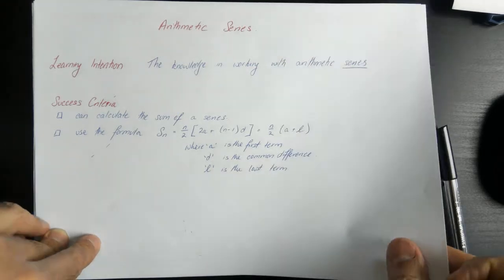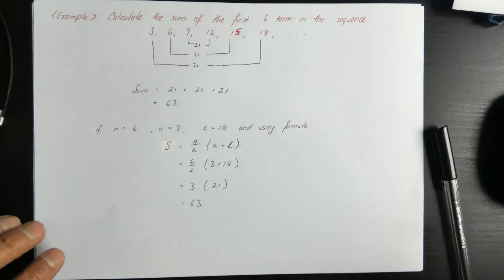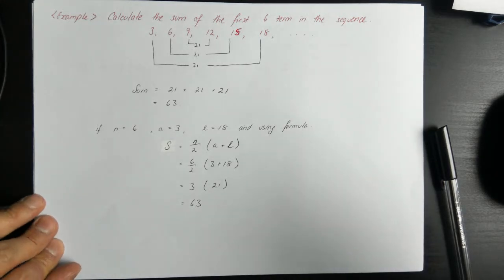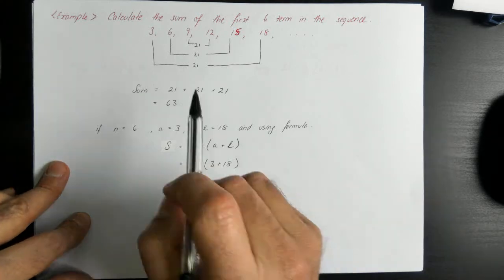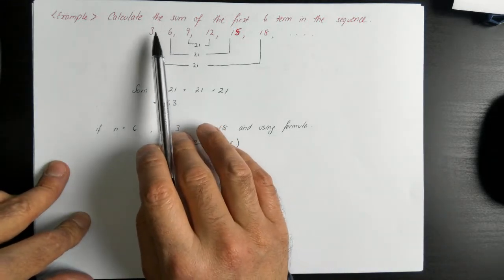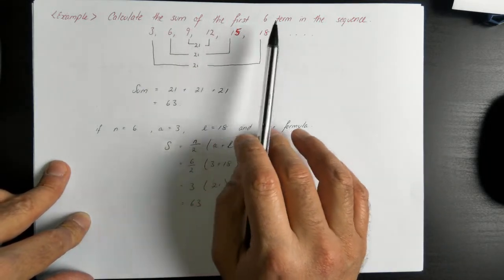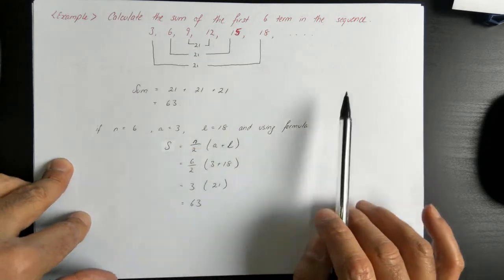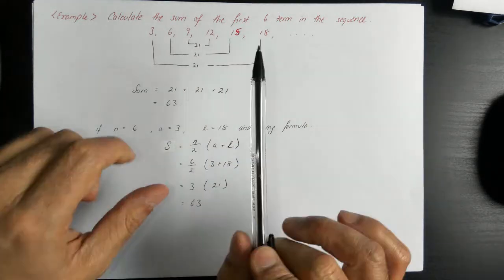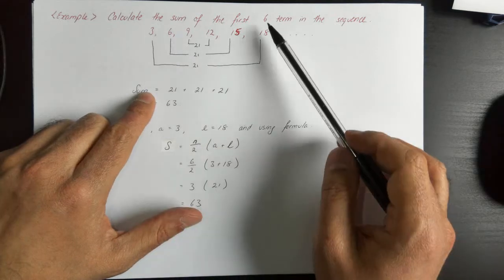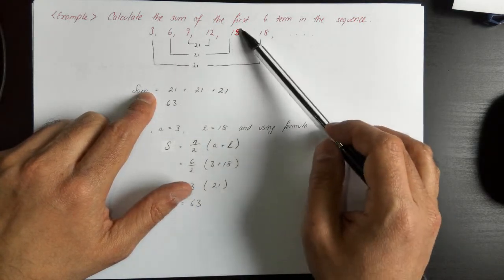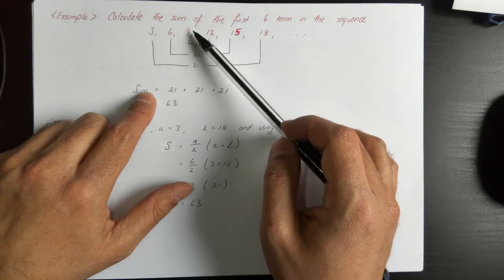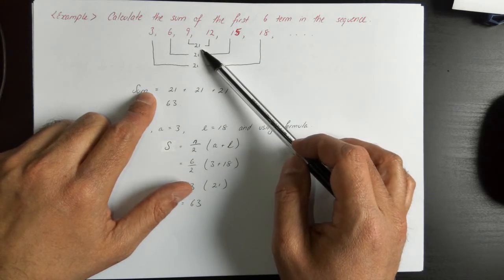Okay, let's do some examples. Here we have an arithmetic sequence, because they're just terms. So 3, 6, 9, 12, 15, 18. We're adding 3 to the previous number. Notice that 3 and 18, if you add those two together, make 21. And 6 and 15 also make 21. And 9 and 12 also make 21.